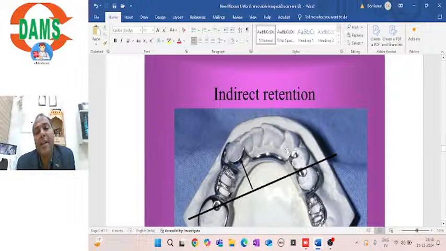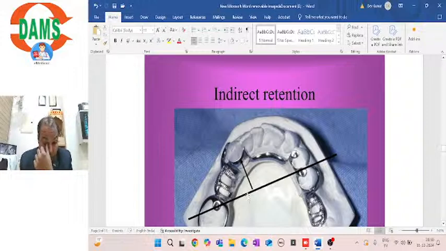This kind of minor connector you tend to make as inconspicuous as possible. You tend to place it in the interproximal embrasures and not on the facial aspect or the center of the teeth. These are guide planes, which provide passive retention and also help in the path of insertion.